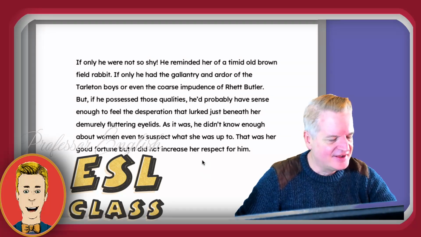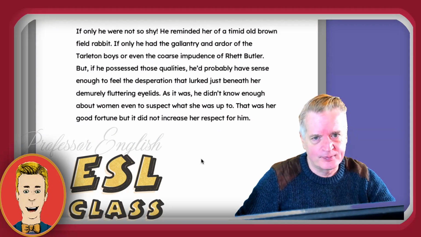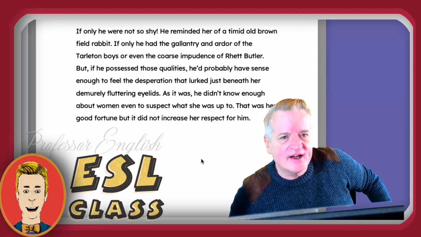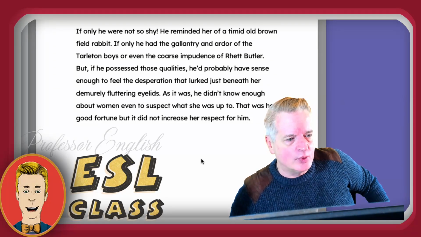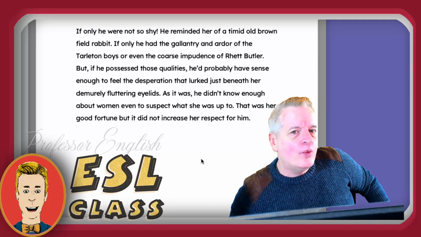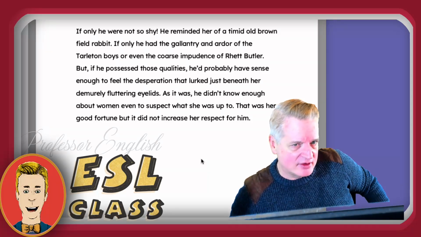Okay. Let's go on to the next sentence, which is, he reminded her of a timid old brown field rabbit. The word timid means shy. Okay. Let's try to pick out the interesting words here, the important words. Maybe remind and timid and rabbit.